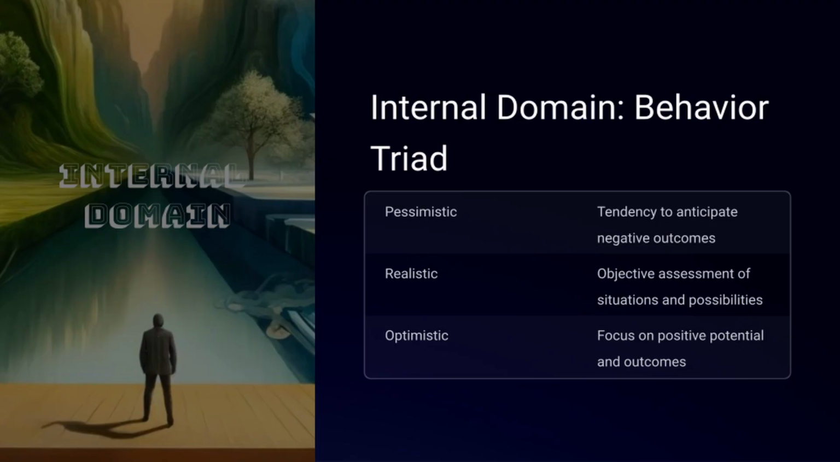And internal domain behavior, this is how you see the world from the inside. Are you someone who's going to feel as if things are not good? You anticipate negative outcomes? Are you a more realistic person? It goes to something like the more practical with the external domain. This is more of an internal feeling about the world, as opposed to what you want from the world.